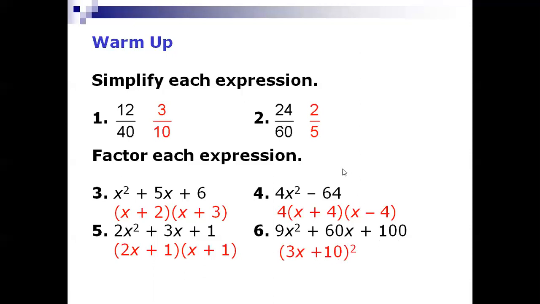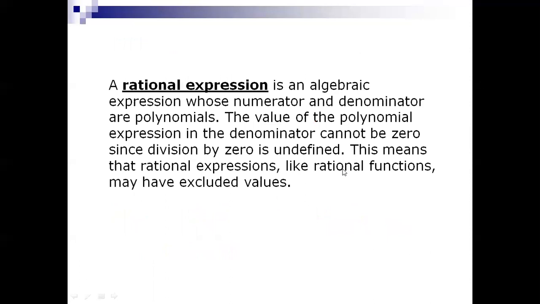So now let's define what is a rational expression. A rational expression is an algebraic expression whose numerator and denominator are polynomials. Way back in our lessons about polynomials, we defined polynomials as a sum of monomials. A monomial is a number, a variable, or a product of a number and variables consisting of one or more operations with whole number exponents.